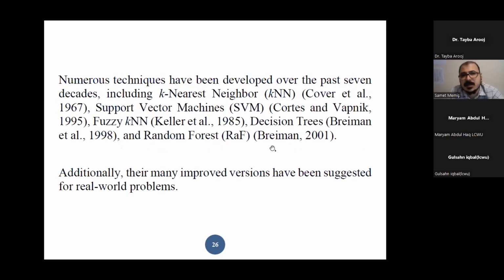Numerous techniques have been developed over the past 7 decades, including k-nearest neighbor, which is a very popular machine learning method, support vector machines, as well as fuzzy KNN, decision trees, and random forest. Additionally, many improved versions have been suggested for real-world problems, and it continues.